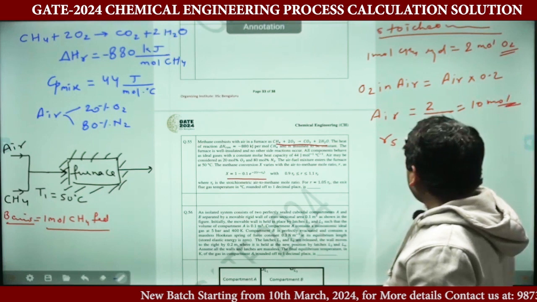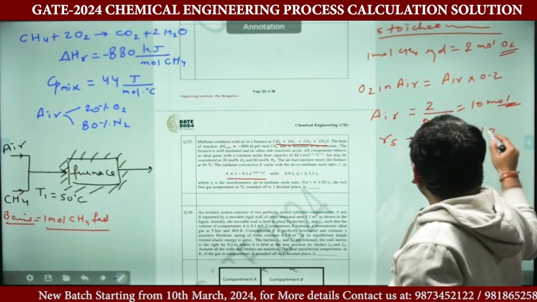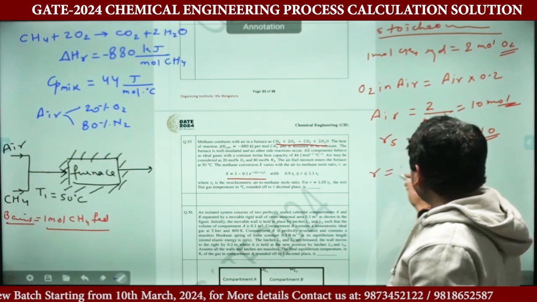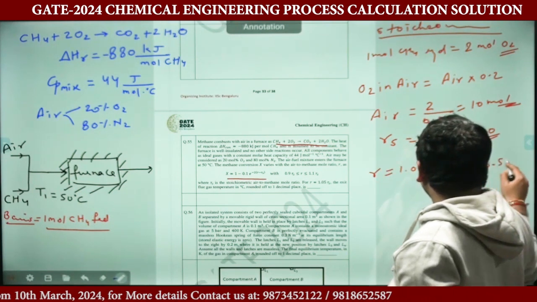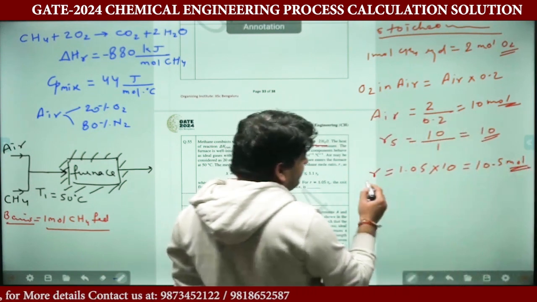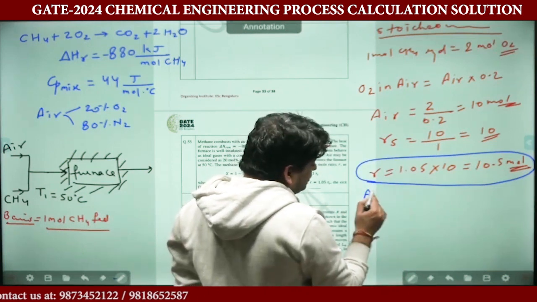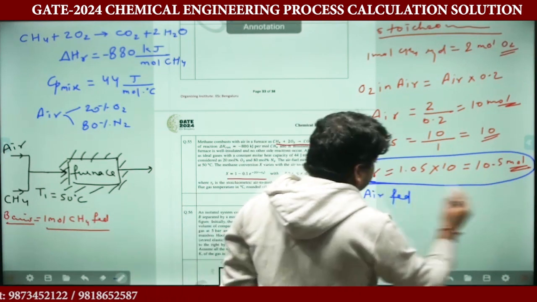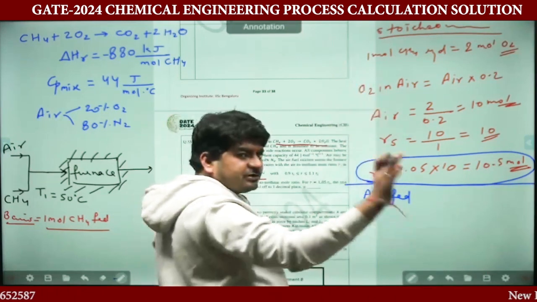So RS will be amount of air to the methane, that is 10. So R will be 1.05 times of RS, that is 10.5 mole. So you guys can see, if R is this, that means amount of air fed. Now we will do the actual calculations. This was the stoichiometric calculation, now the actual calculation.